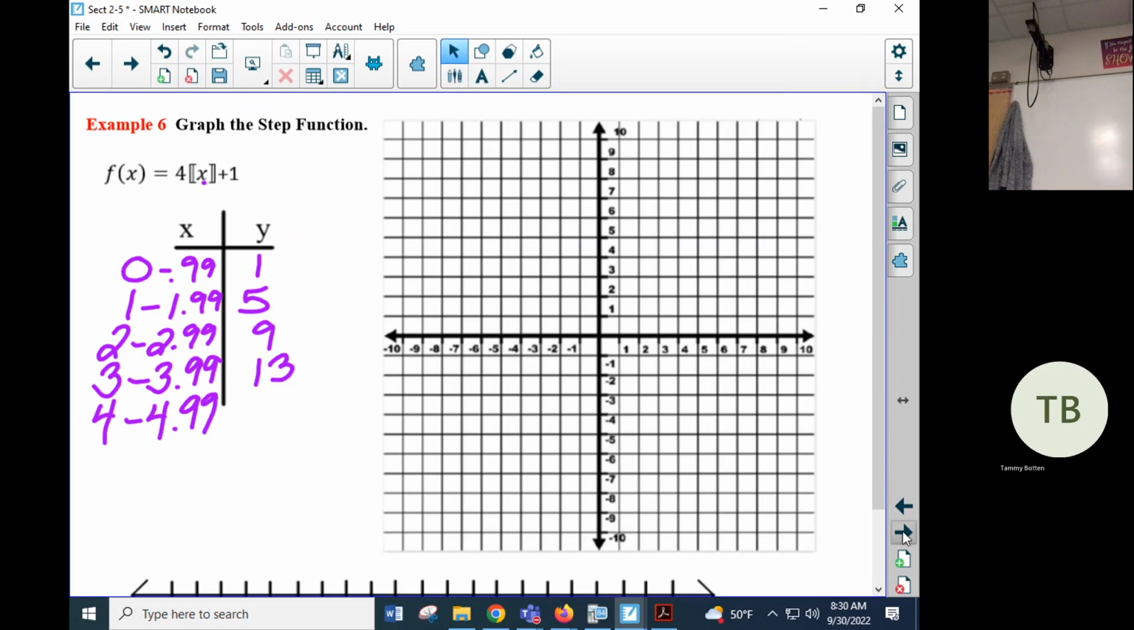Now, again, when you go to graph this, from 0 to 1 is going to be at 1. So for x from 0 to 1, we're going to be up at 1. You put a closed circle here, open circle here, and then you connect it. Okay. From 1 to 2, that's right here. In that region, we're all the way up to 5. So you always do the closed circle at the beginning and then an open circle at the end all the time. And then from 2 to 2.99, we're all the way up to 9.